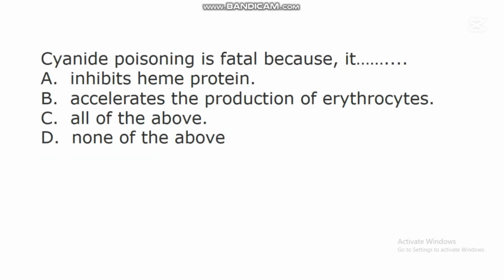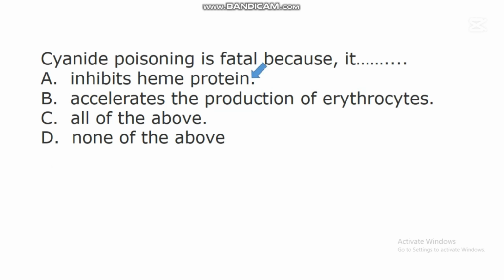The next question says, cyanide poisoning is fatal because it dash. A. Inhibits heme protein, B. Accelerates the production of erythrocytes, C. All of the above, D. None of the above. In this question, the correct answer is A.